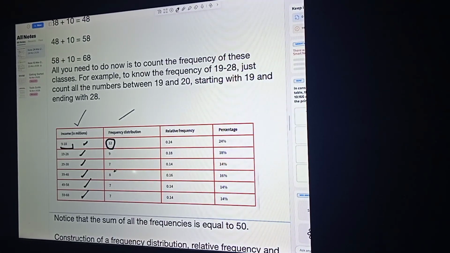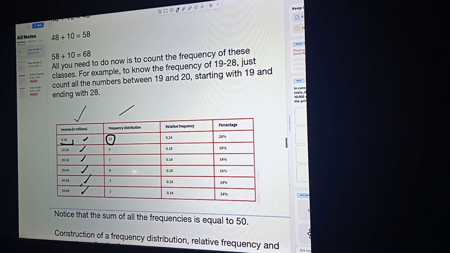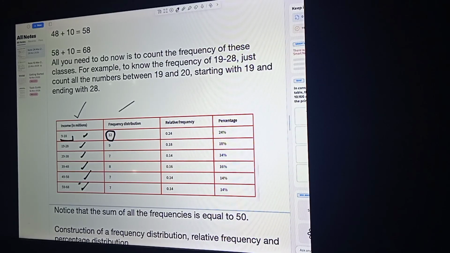Similarly, 7 people fall in this interval, 8 people fall in this interval. It means there are 7 individuals in this survey who have 49 to 58 million rupees or dollars, or I don't know, but it is in millions, and so on. So this is our frequency table.